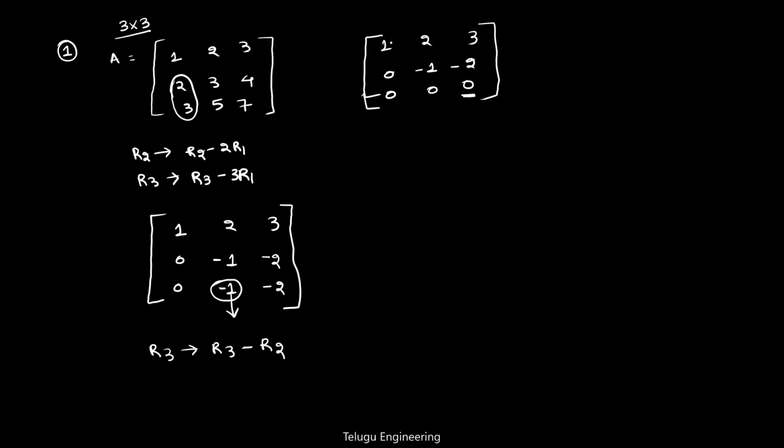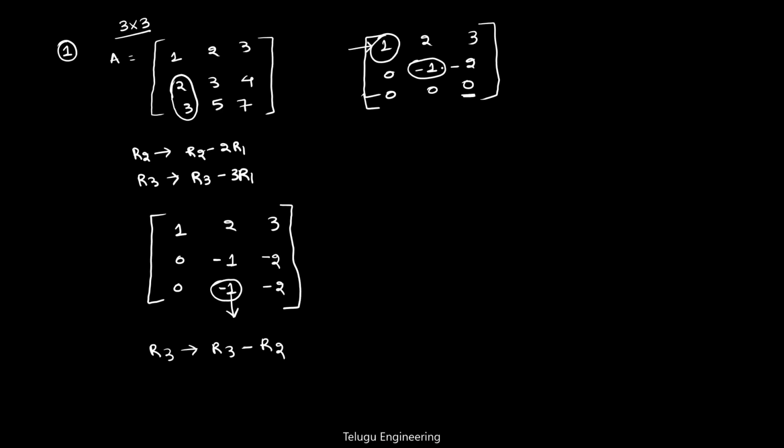Okay, what are the three conditions? Everything is having a leading element, and the element at the start of the next row, let us consider this as the ith row and this as the i plus 1 row, the i plus 1 leading element is to the right of the previous one. And if there are any zero rows present, they should be present at the bottom. So this is in the echelon form.